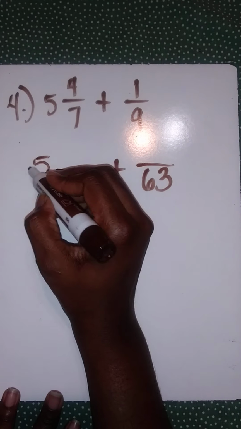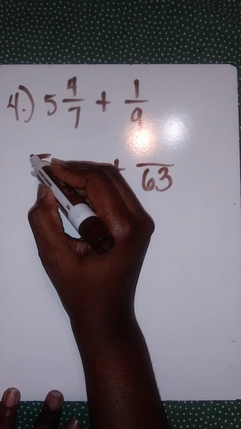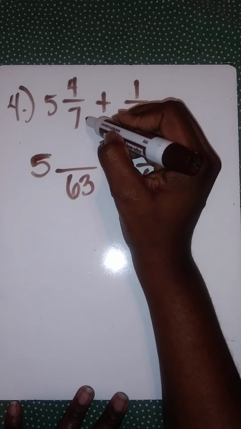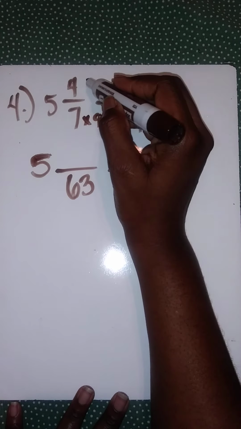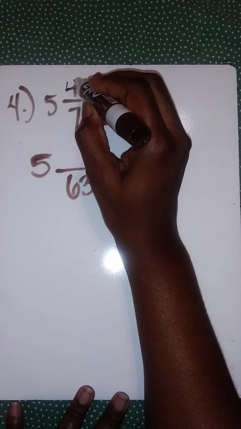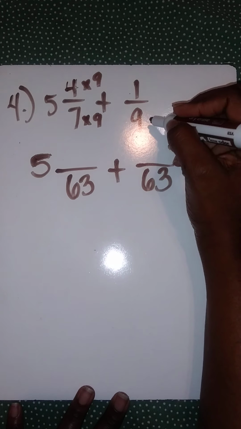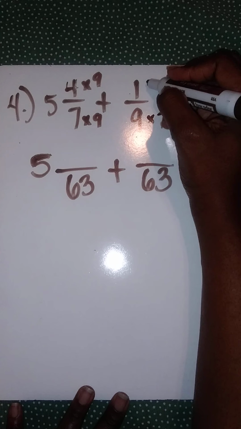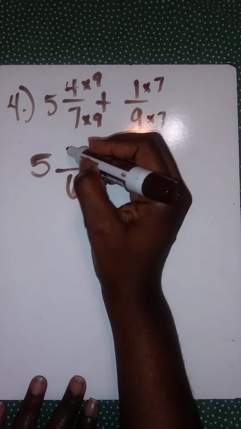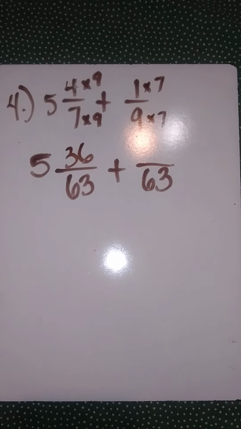And bring down your whole numbers. But we'll bring down that one whole number. We remember from number 1 that we multiplied 7 by 9. So we have to multiply this 4 by 9. We multiply this 9 by 7. So we have to multiply this 1 by 7. So when I do that, I know that 4 times 9 is 36. And I know that 1 times 7 is 7.